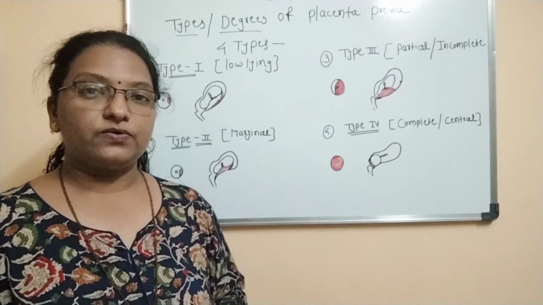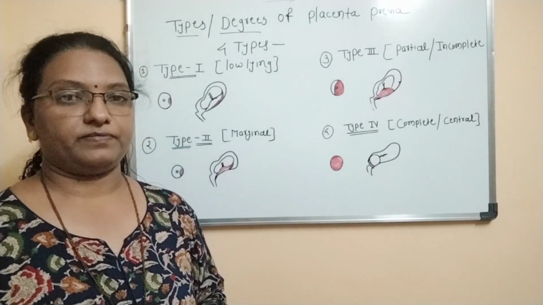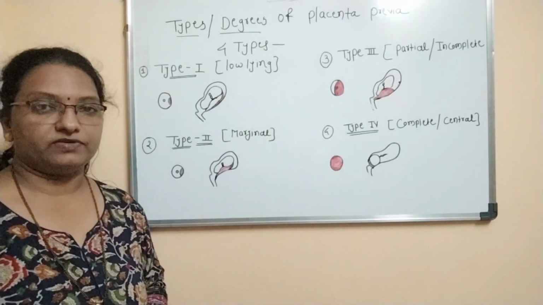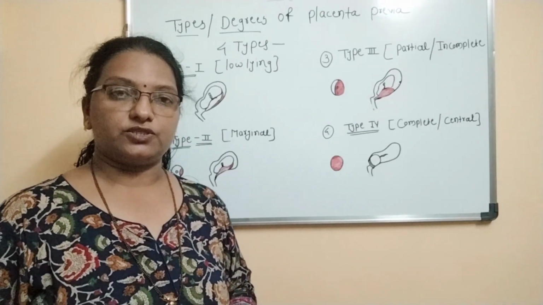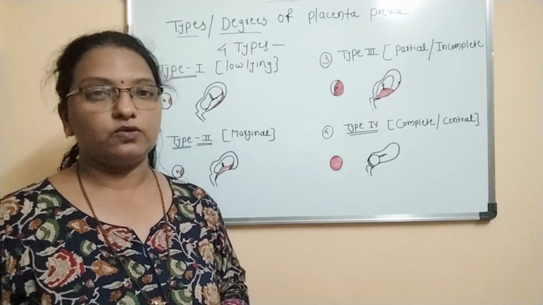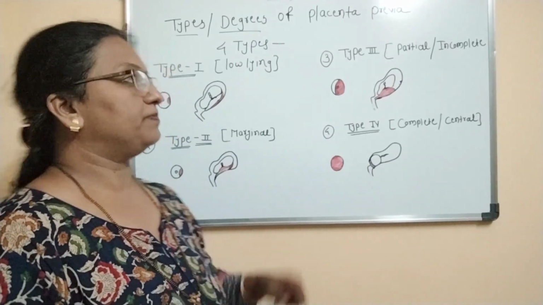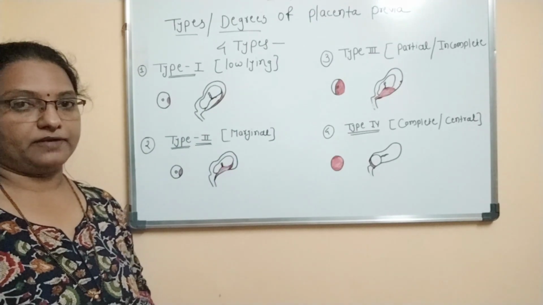In today's lecture, we are going to discuss the types of placenta previa. These types are also called degrees of placenta previa. These degrees are according to the extension of the placenta into the lower uterine segment. So, let us start with the first type. The first type is called the low-lying type.